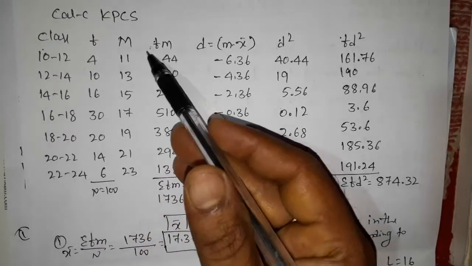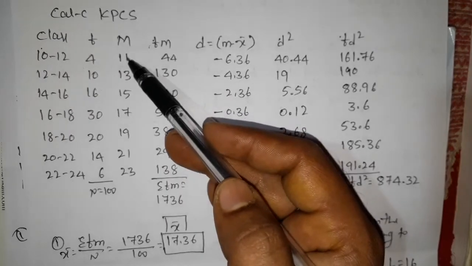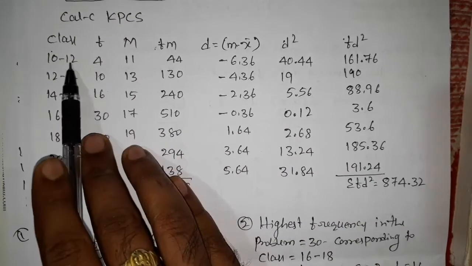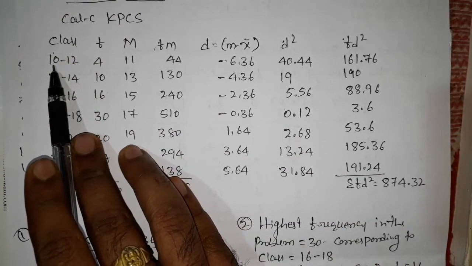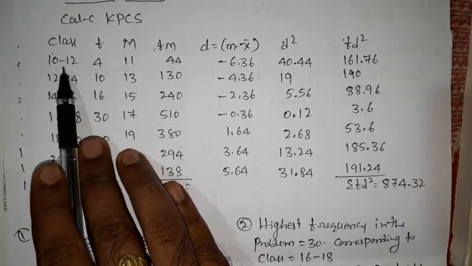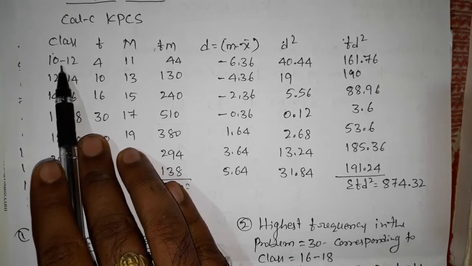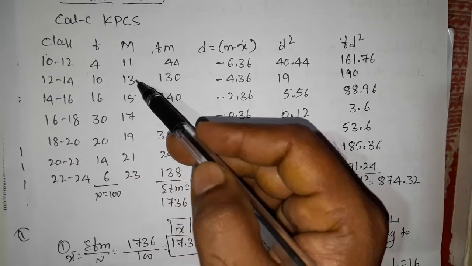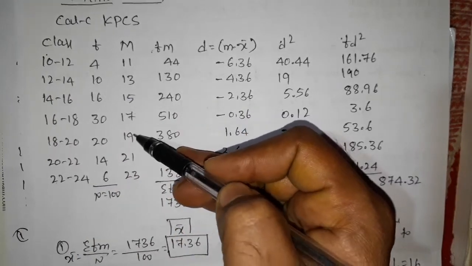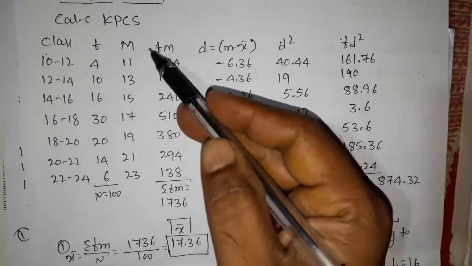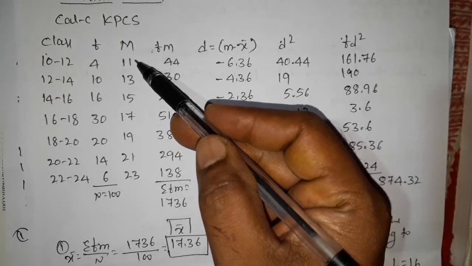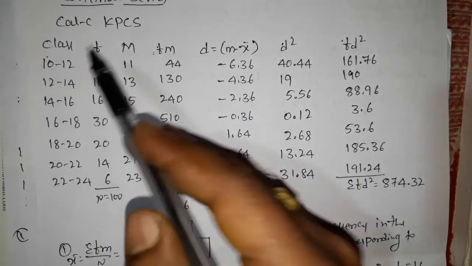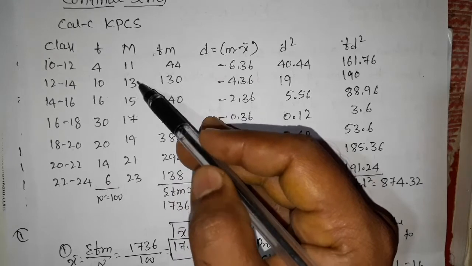Then find the m, which is 11, the mid value. How to find the mid value: 12 plus 10 is 22, divided by 2 gives 11. Similarly the mid values are 11, 13, 15, 17, 19, 21, 23. It is not a big thing, you just need to increase by 2, because the class interval difference is 2.